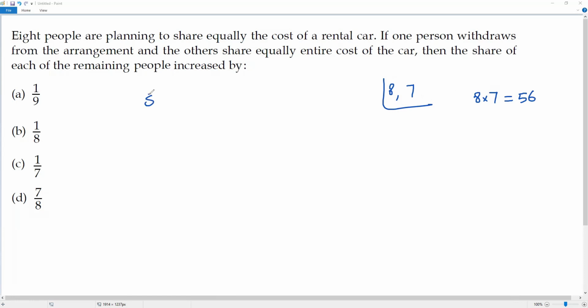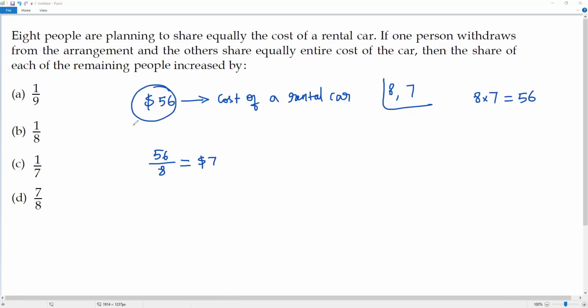Now we have to take this $56 as the cost of a rental car. Let me write it. Cost of a rental car. Okay, now if this cost $56 is shared equally by 8 people, to get the share of each person, we have to divide this 56 by the number of people, that is 8. 56 divided by 8 is 7, that is $7. When this is shared equally by 8 people, the share of each person is $7.